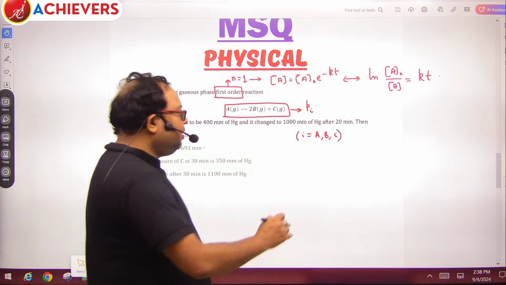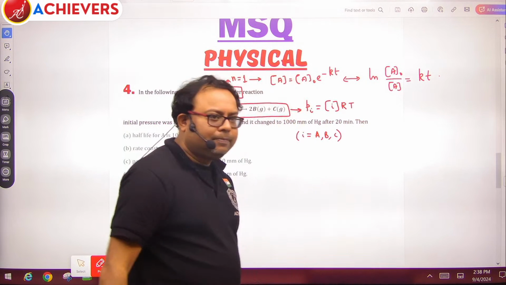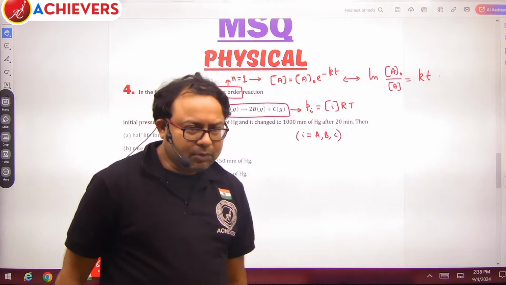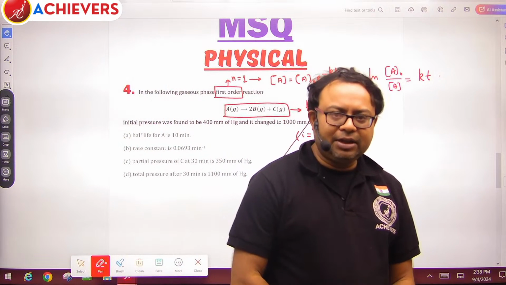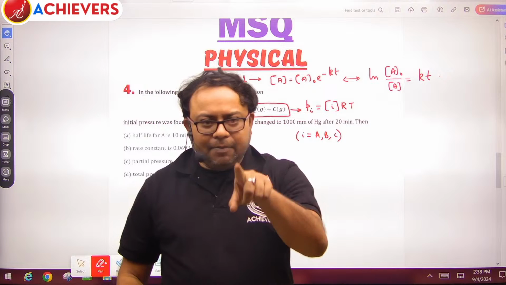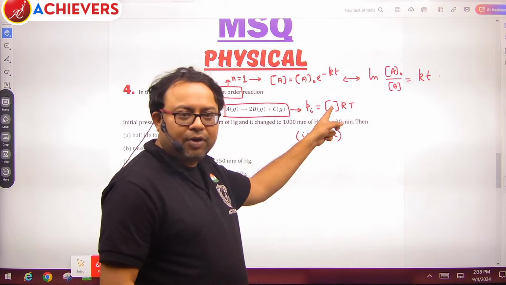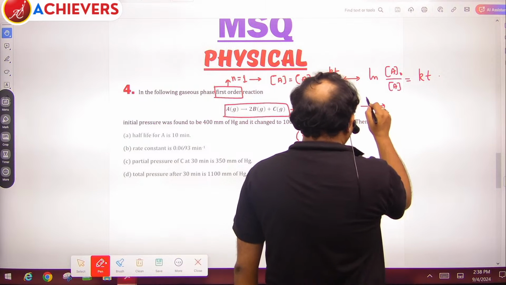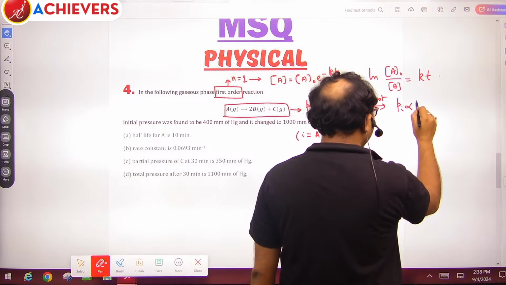So Pi is equal to concentration of I multiplied by RT. This is directly coming from the ideal gas equation. I think you all are acquainted with this equation: Pi multiplied by total volume equals Ni RT. Now Ni divided by total volume is concentration of I, so Pi equals concentration of I multiplied by RT. Now here T is constant, so Pi is proportional to concentration of I.